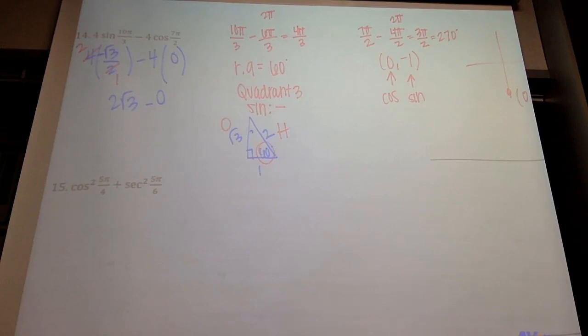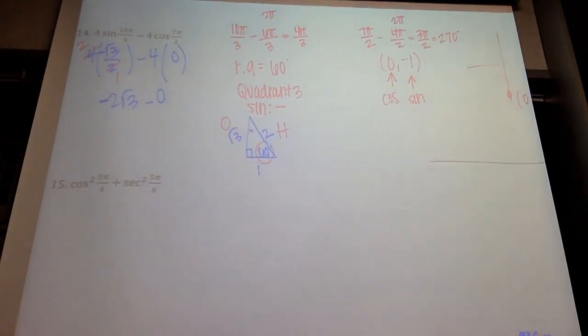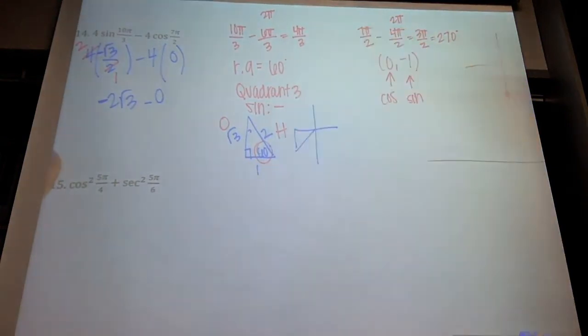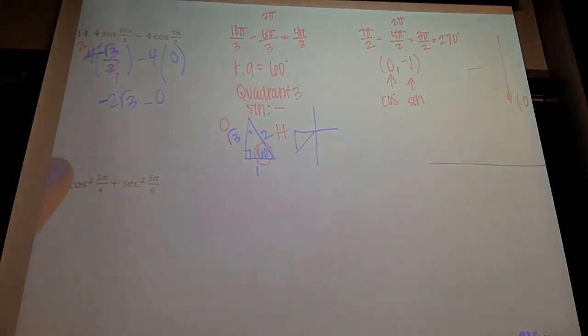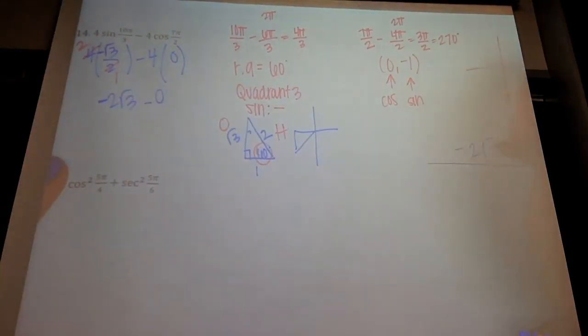Obviously, I'm going through them fast because I'm watching my computer slowly die on me, which is fun. But you need to make sure that you are not focused on your computer dying, but you're focused on your signs. So make sure you do that. That's why we do this. If it helps you, you can always draw your triangles in the correct quadrant, which might help you with your signs. And so my final answer, negative 2 root 3 minus 0, is negative 2 root 3.